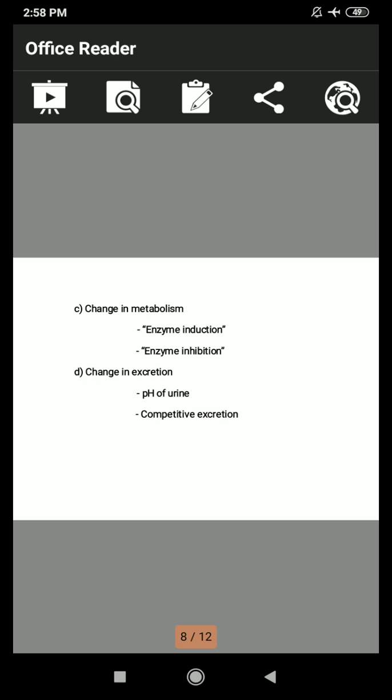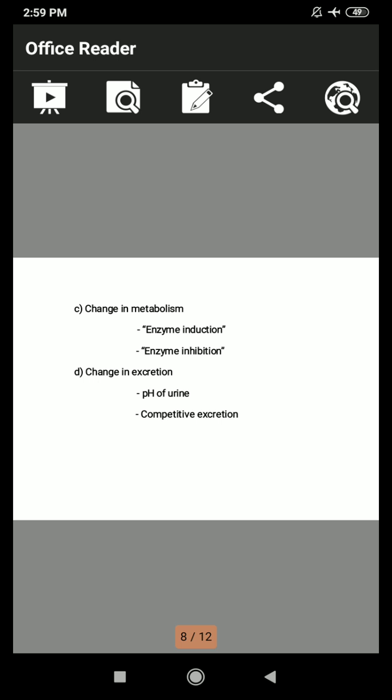Okay. Enzyme induction, that is an increase in the enzymatic activity, enhances the fate of drugs, which decreases the therapeutic effect of the drug. In that, alcohol, phenytoin and chloral hydrate are enzyme inducing drugs. Then enzyme inhibition, that is a decrease in the enzymatic activity, prolongs the fate of drugs, thereby increasing the effect of drugs. Then last is change in excretion.